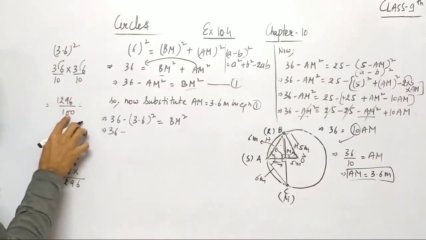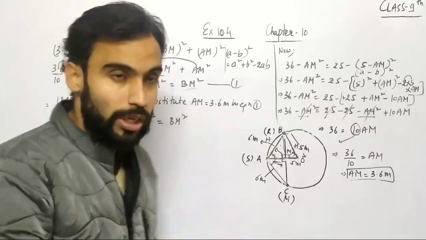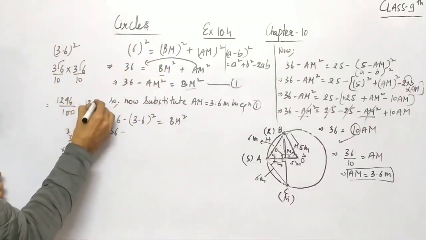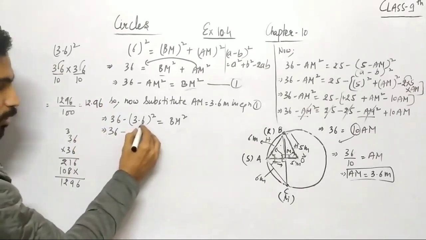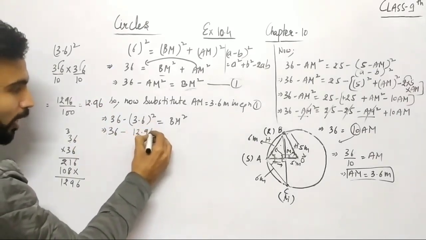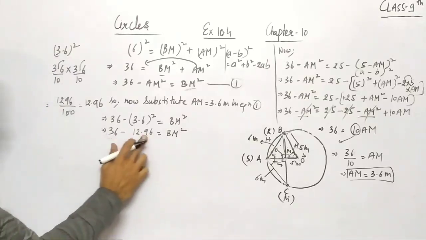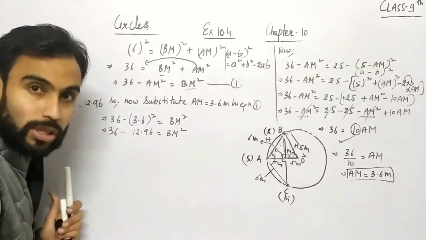अब यहाँ पे आप देख सकते हैं डिनोमिनेटर में कितनी जीरोस है, 2 जीरोस, यानी कि राइट हैंड साइड से 2 डिजिट से पहले क्या लगेगा, डेसिमल. सो दैट विल बी 12.96. तो इसका स्क्वायर क्या हो गया आपके पास, 12.96 इक्वल टू BM स्क्वायर. नाउ यू कैन सी हमें क्या करना है, 36 में से 12.96 को सब्ट्रैक्ट करना है.